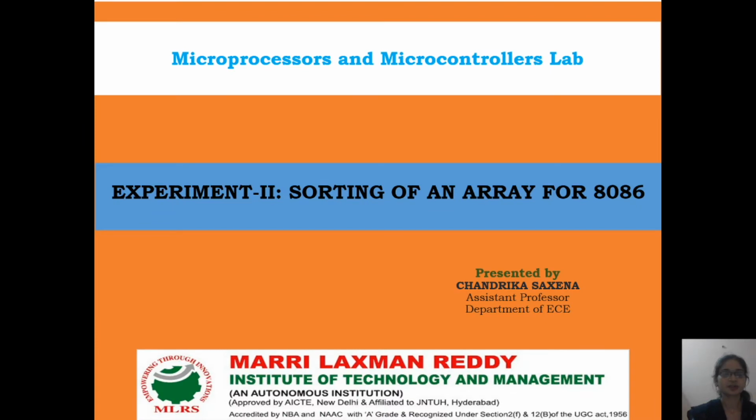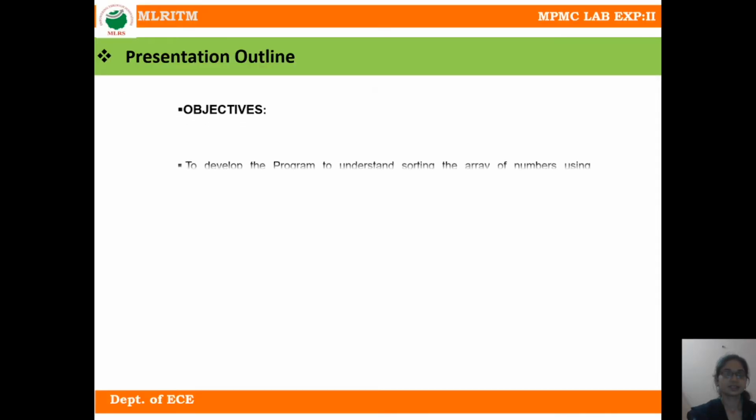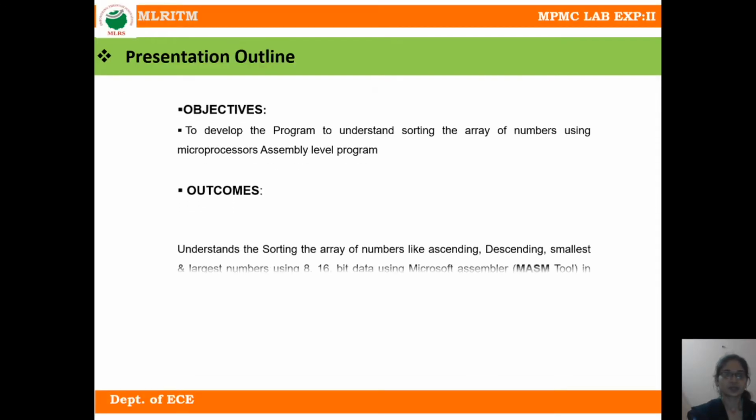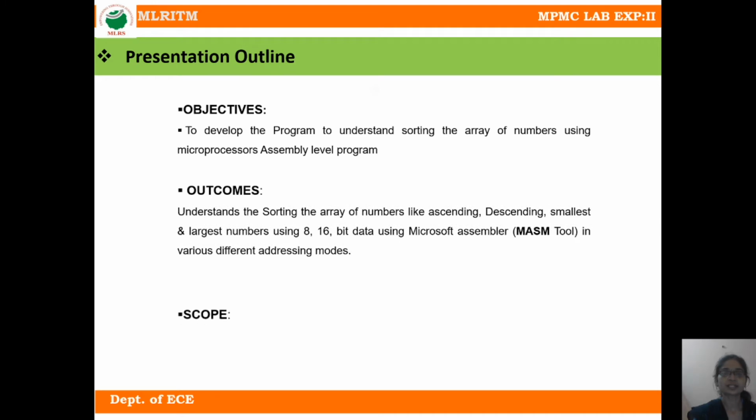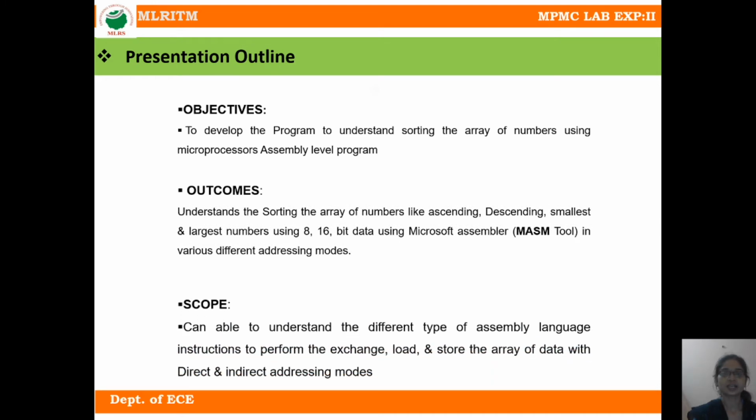Today my topic is experiment number 2, sorting of an array for 8086. The objective of this program is to develop a program to understand the sorting of array numbers using the 8086 microprocessor. After this experiment, students can understand the sorting of the array, like ascending, descending, small and large numbers, using 8 and 16-bit data.